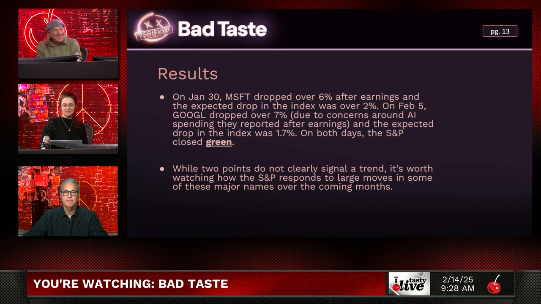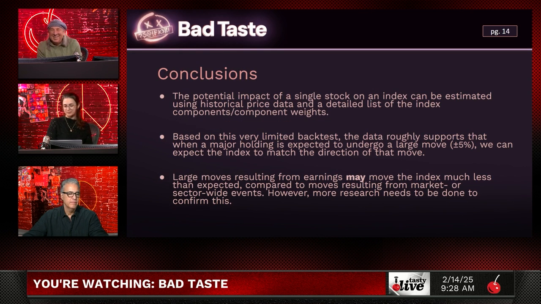Beautiful, lovely, sick. Let's go to the takeaway slide. We'll finish up. So the potential impact of a single stock on an index can be estimated using historical price data and a detailed list of index components and component weights. And based on this very limited backtest, the data roughly supports that when a major holding is expected to undergo a large move, we can expect the direction of the index move to match. And large moves resulting from earnings might move the index less than expected compared to moves resulting from market or sector-wide events, but we need to do more research to validate that. And as well, if there is a trend, it's not really measurable yet because there hasn't been enough data.